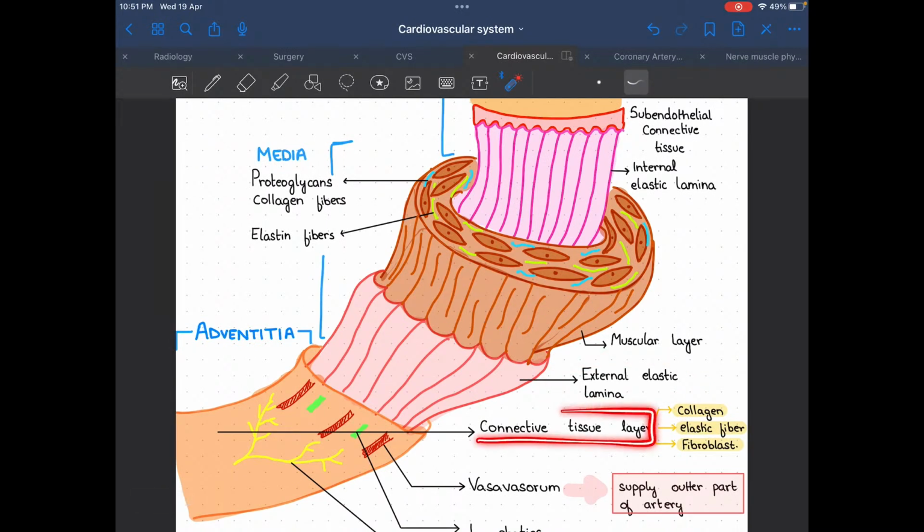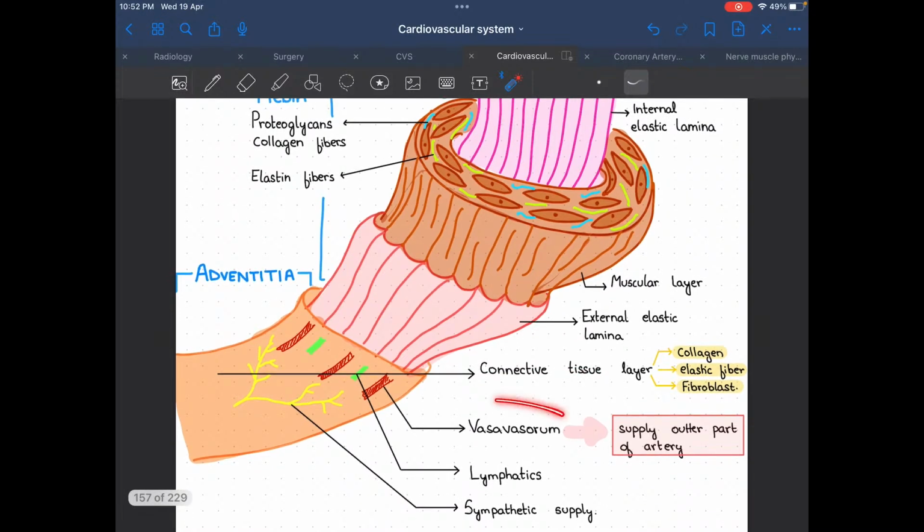then what do we have? We have the connective tissue layer, which is your adventitia. So what does the adventitia have? It has a large amount of connective tissue, that's collagen, elastic fibers, and fibroblasts as well. It has its own blood supply.